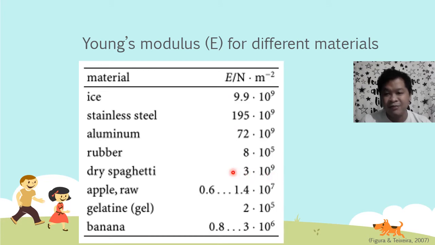And dry spaghetti, for example, has a Young's modulus just a few orders of magnitude lower than aluminum. And on the other hand, we can see that our soft foods, apple, gelatin, and banana, have relatively lower Young's moduli.